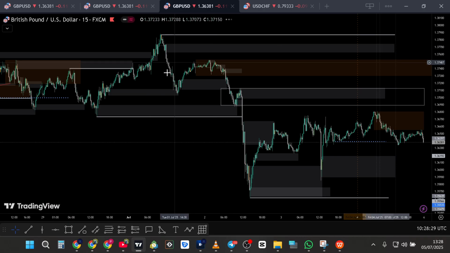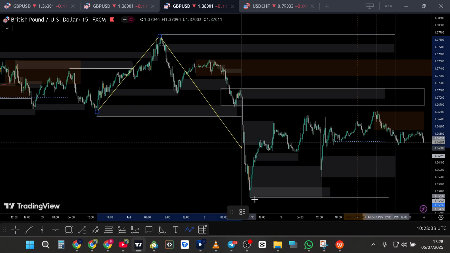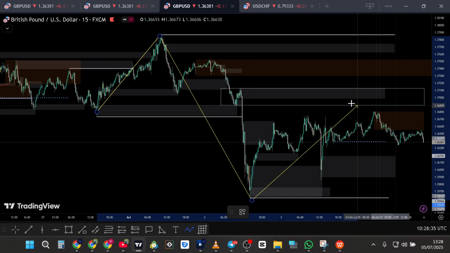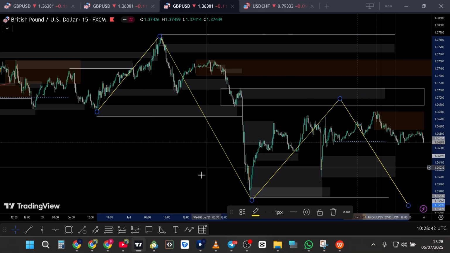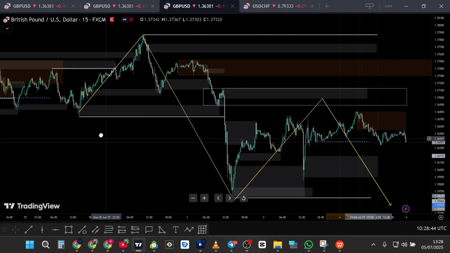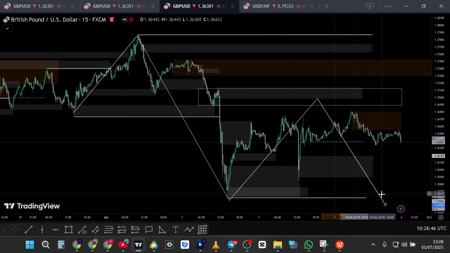Yeah, we can see all this now is just a structure that has given us a clear picture that we could be pulling back, doing a few pullbacks before we continue to the downside, because all that is just a downtrend.